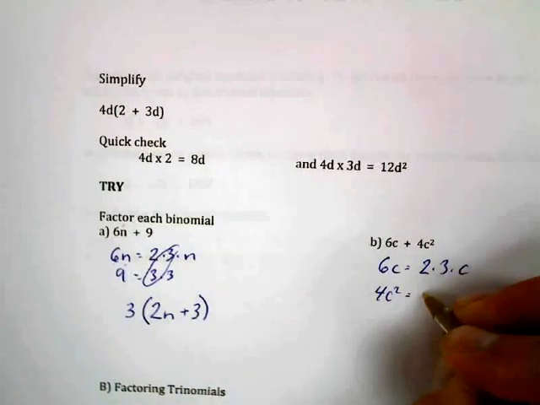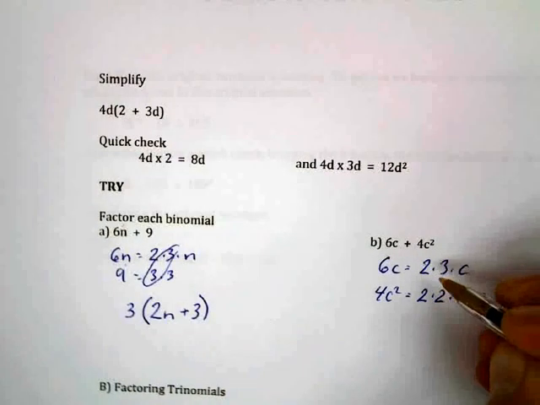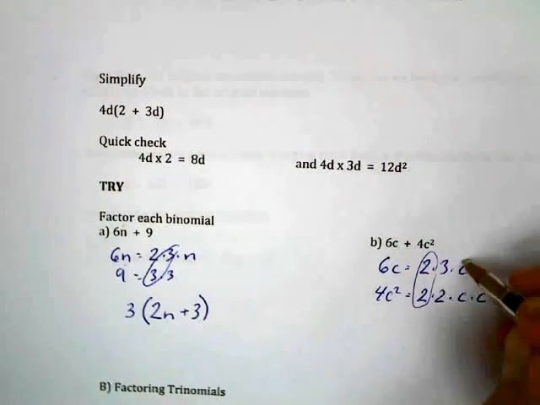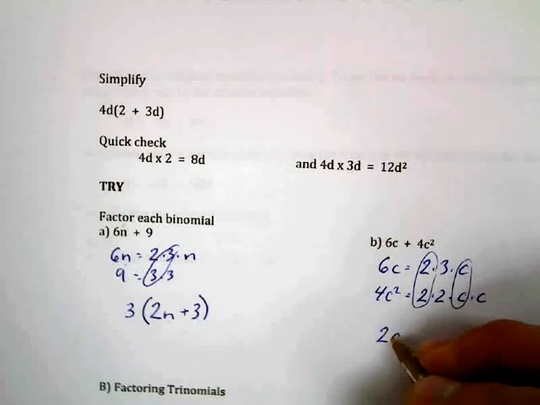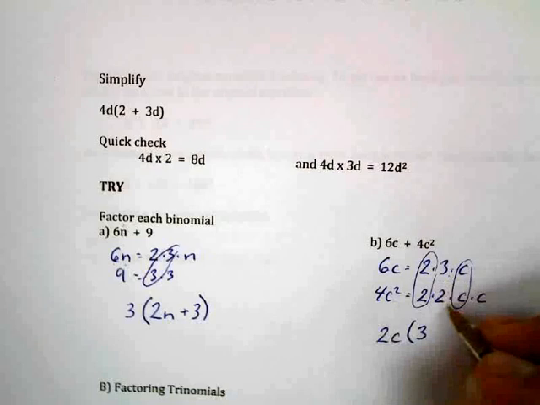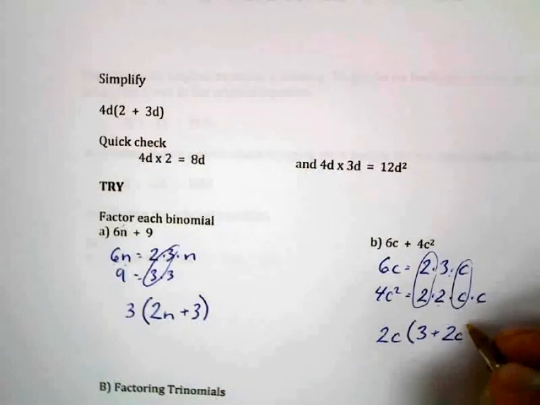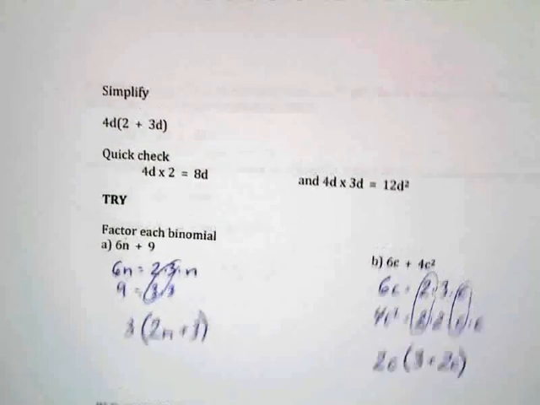Same thing here. 6c is equal to 2 times 3 times c. 4c squared is equal to 2 times 2 is 4 times c. They both have a 2. They both have a c. Bring it out. Factoring, bring in brackets. What am I left with here? A 3 down below. Bring the sign back in. Here I'm left with 2c. Answer.